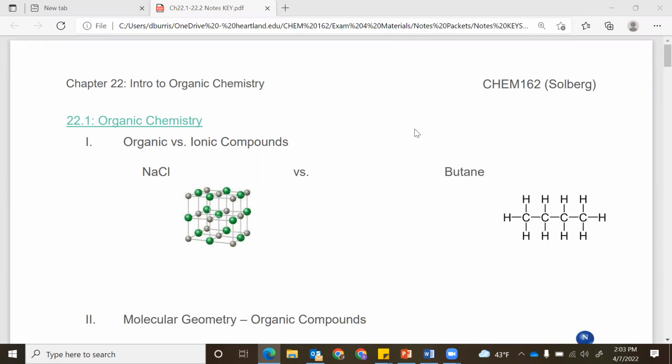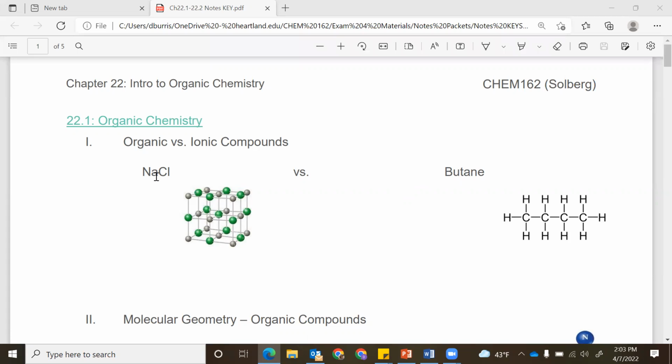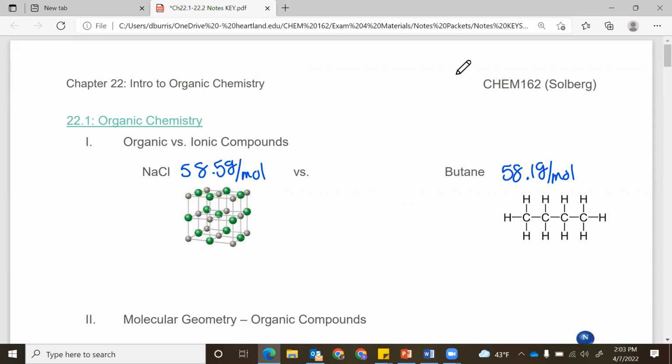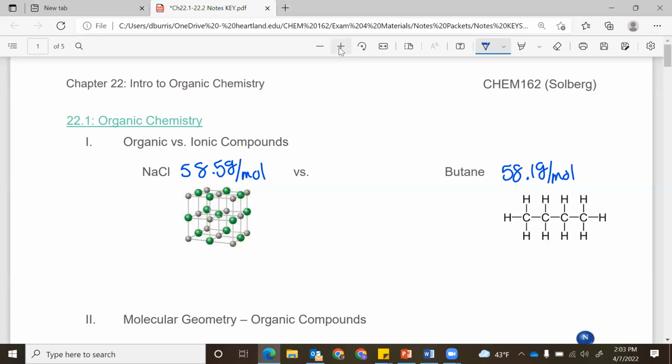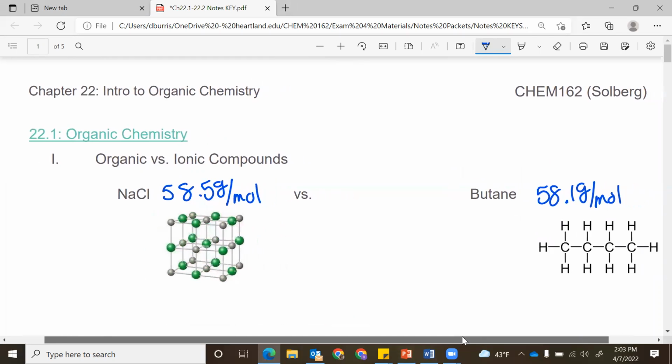So we keep organic in its own world because the properties of organic molecules and ionic molecules are completely different. Just comparing sodium chloride to butane. Butane is an organic molecule. These both have similar molar masses. Sodium chloride is 58.5 grams per mole, and butane is 58.1 grams per mole. So they have a similar molar mass. However, they act and behave extremely differently. Their properties are going to be way different.